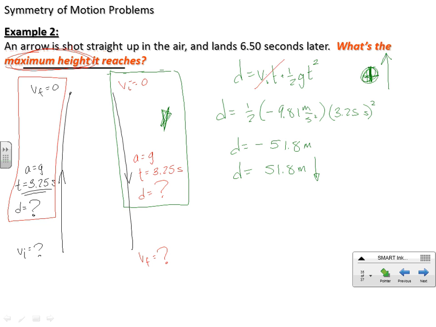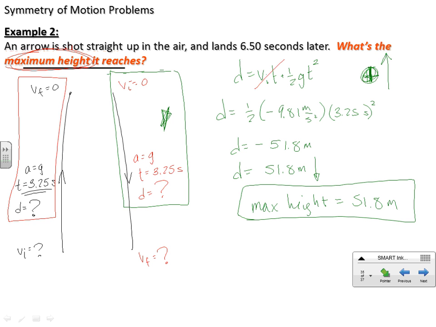So what's the maximum height that the arrow reached? Well, the maximum height was 51.8 meters. Boom, there's your answer. We wouldn't want to leave that as negative. You want to be careful about the answer here. Just make sure you're answering the question.